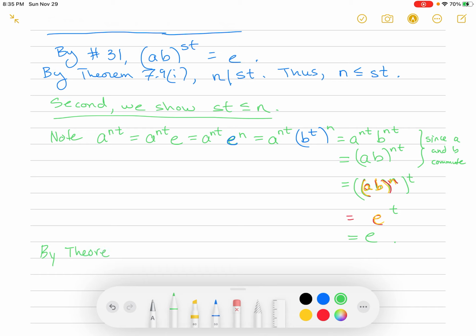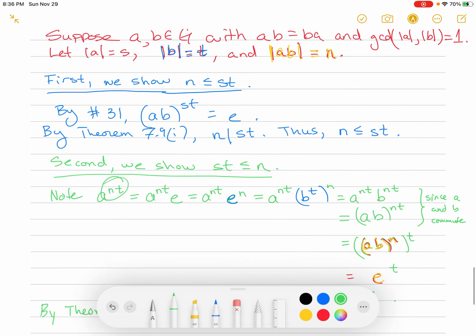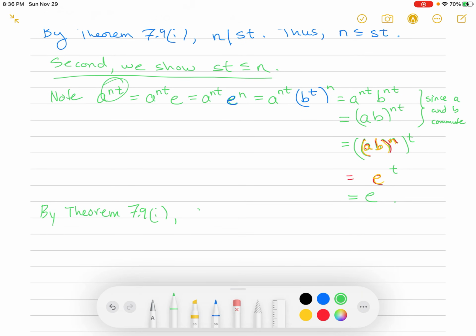So it follows by theorem 7.9 part 1 that the order of A divides this exponent NT. What was the order of A? The order of A was S. So that means S divides NT. Now these are all positive, right? S is positive, N is positive, T is positive.